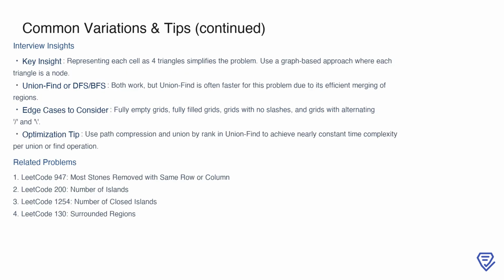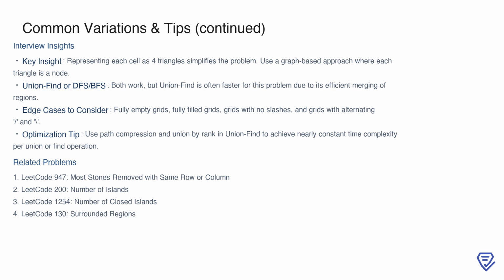A key insight for this problem is to represent each grid cell as 4 distinct triangles. Structuring the problem this way allows you to model the grid as a graph, where each triangle represents a node. This makes it easier to apply algorithms like union find or DFS and BFS. Between these, union find is often faster because it efficiently merges regions and avoids the need for exhaustive traversal.